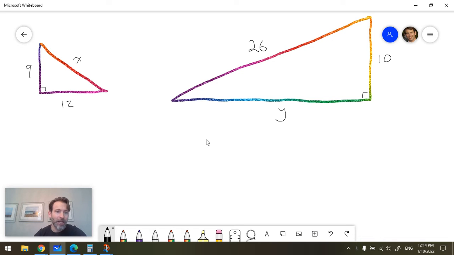All right, I want to recognize that these two are the legs of the triangle, and this is the hypotenuse. So if I write this out, I know that x squared will be equal to this one squared, 9 squared, plus this one squared, 12 squared. Okay, so now let's solve this.